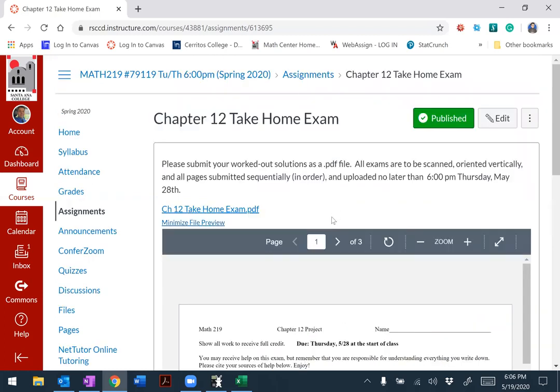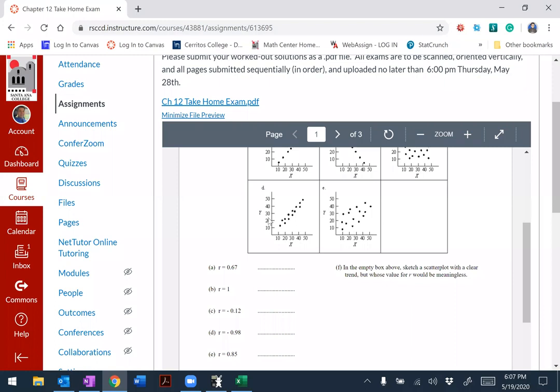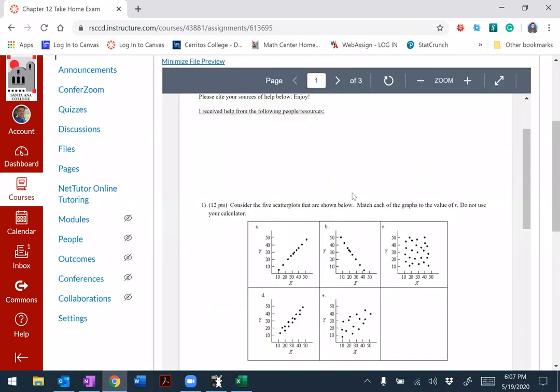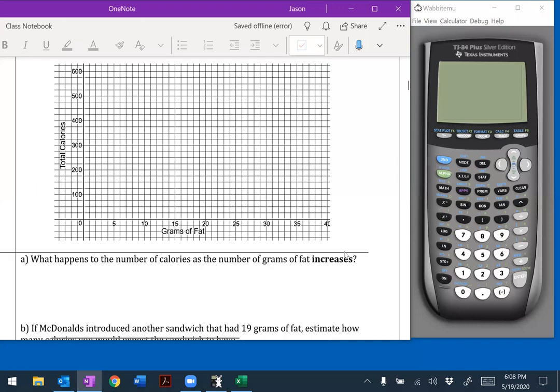What a lot of students do is print this off, work on it, and then take a picture of that and convert that picture to a PDF file, or scan it as a PDF. I prefer it as a PDF. It says, please submit your worked out solutions as a PDF file. All exams are to be scanned, oriented vertically, and all pages submitted sequentially, that is in order, and uploaded no later than 6 p.m. Thursday, May 28th. Again, you should have all the information you need to do this assignment after tonight's lecture. I just wanted to make note of that.